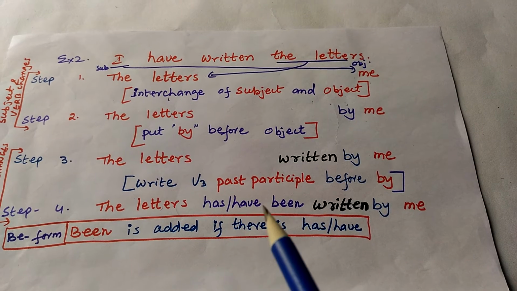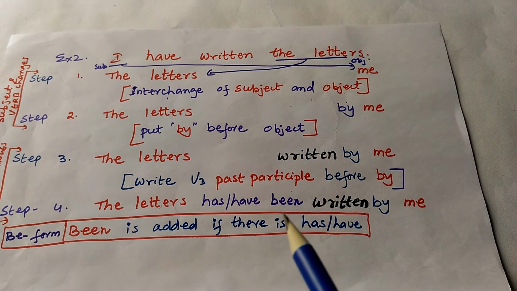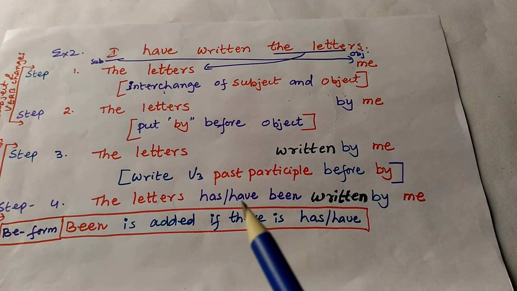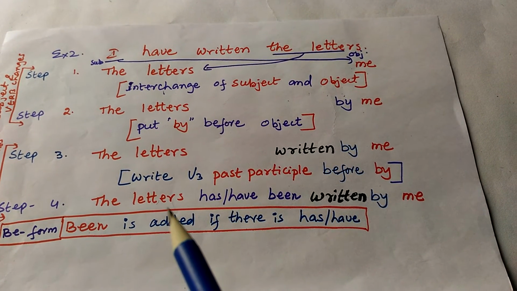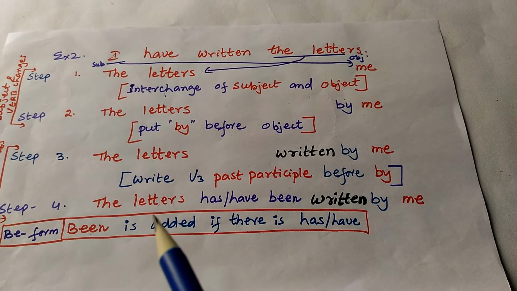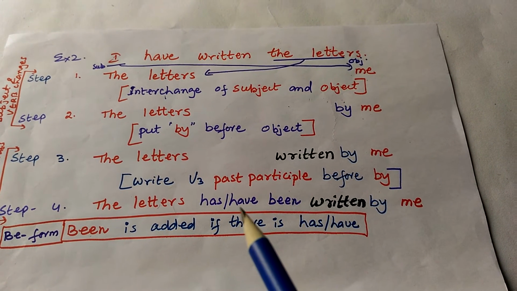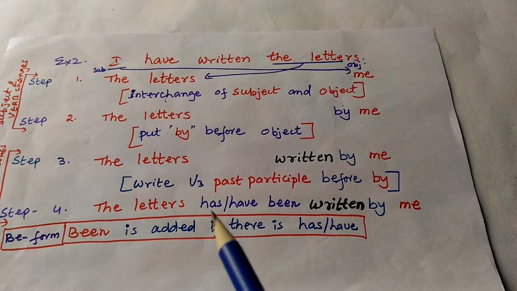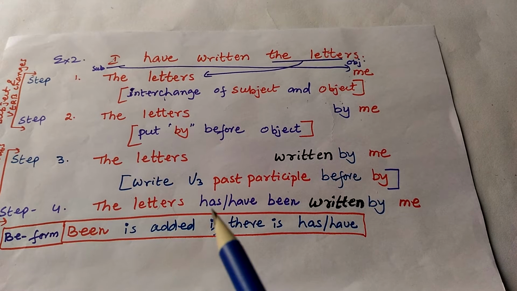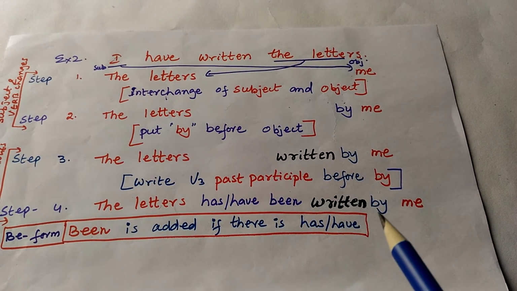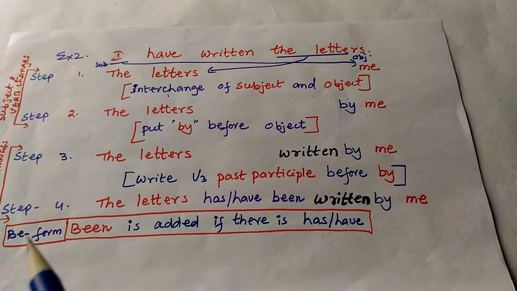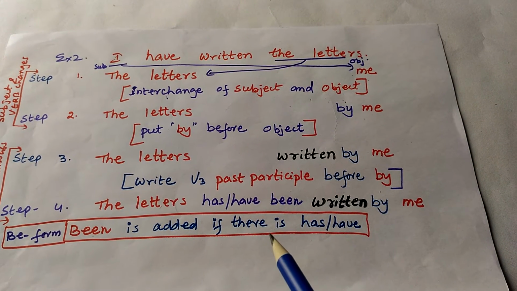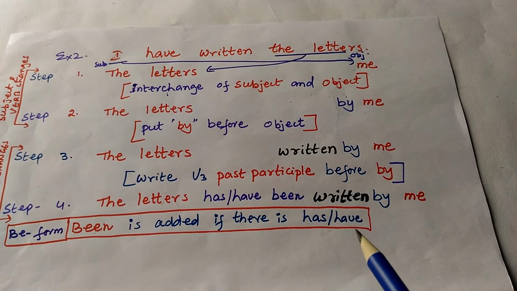So whenever in the question we have either has or have, we have to write in the answer both has and have plus been, because out of these, one agrees with the changed subject. With this changed subject, letters, have agrees. So we have to strike out this has. So we get the answer: the letters have been written by me. So the appropriate be form, been, is added if there is has or have in the question.